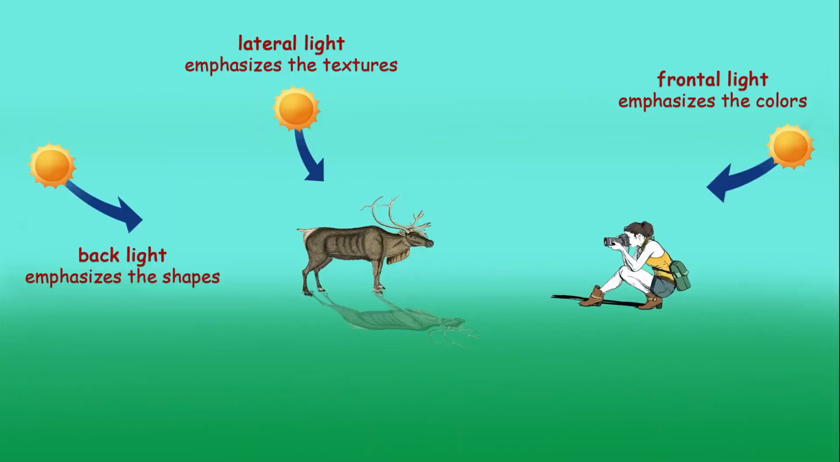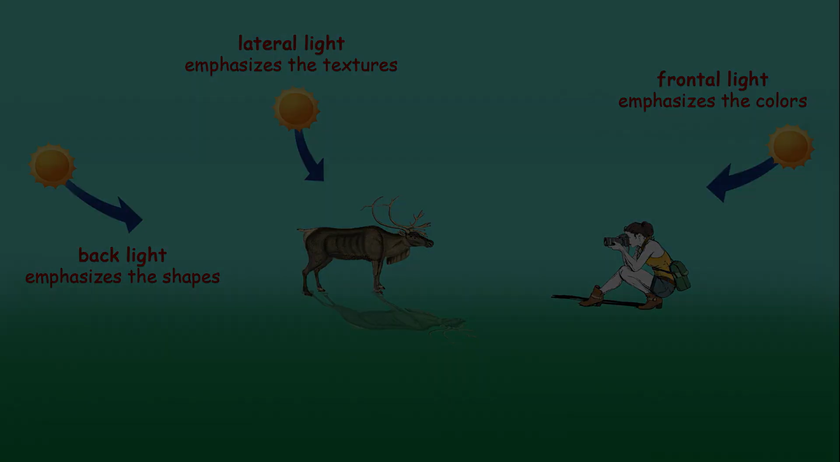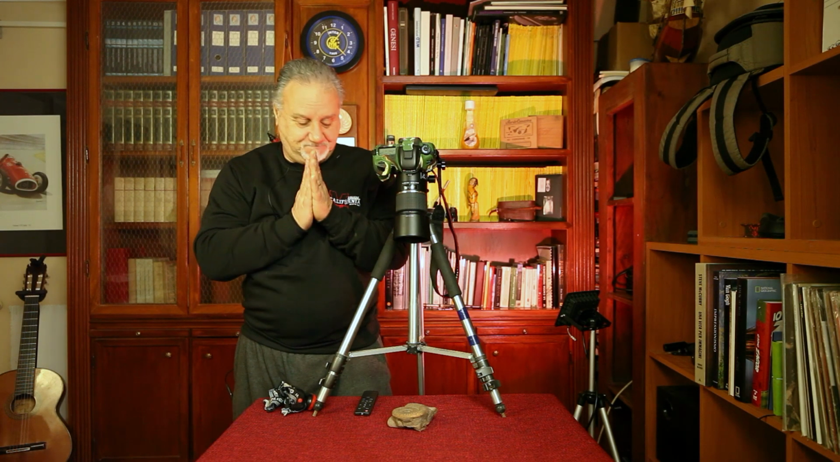So, summing up this system: frontal light emphasizes colors and patterns. Lateral light emphasizes textures and roughness. And rear light, backlight, emphasizes shapes. Okay guys, let me do an experiment.